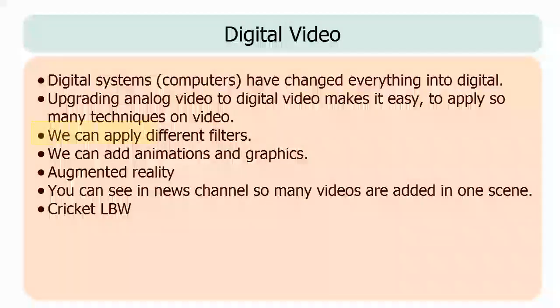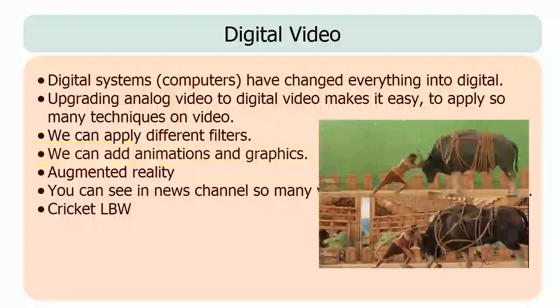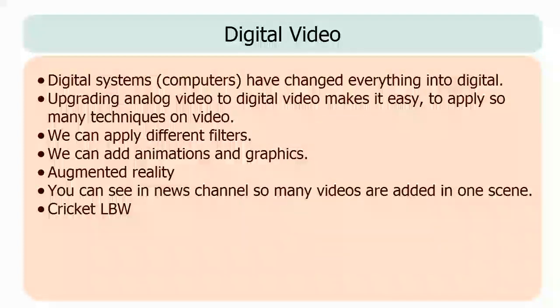We can apply different filters. We can add animation and graphics. An example is the movie Bahubali, where you can see two images, one without graphics and one with graphics. We can apply augmented reality, where by taking a picture of an image, we can create an animation around it. It's a real video where an animation gets added to the video.